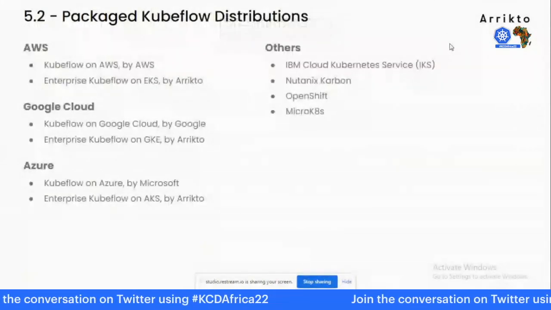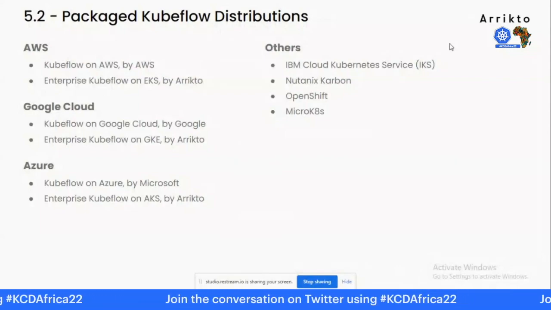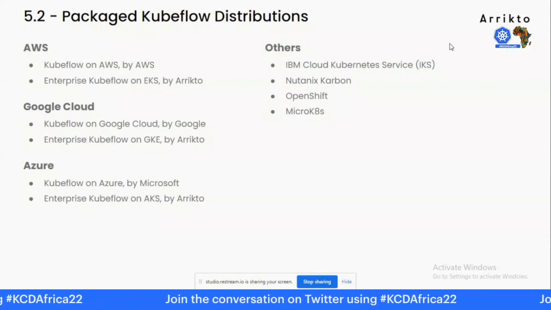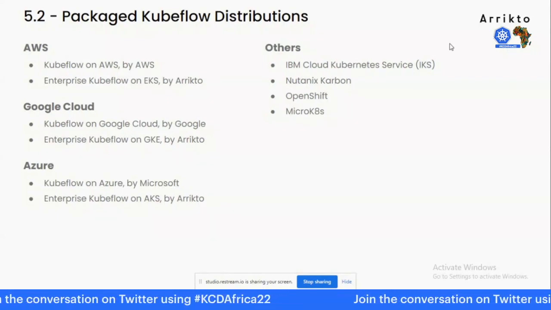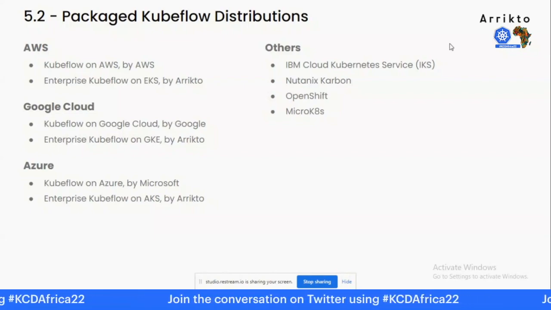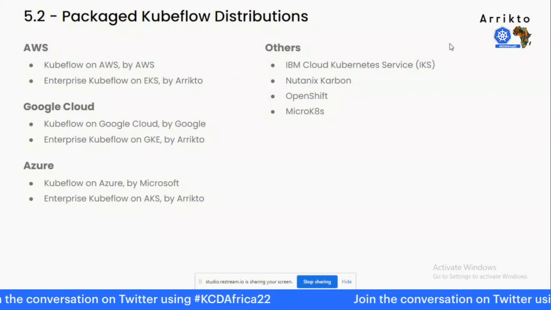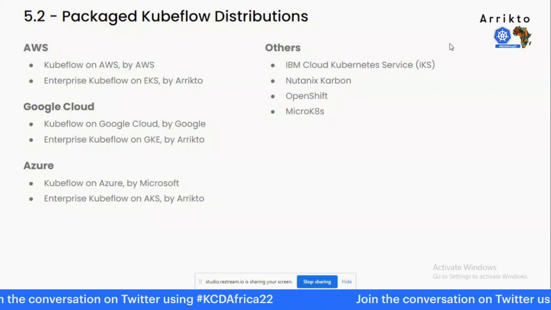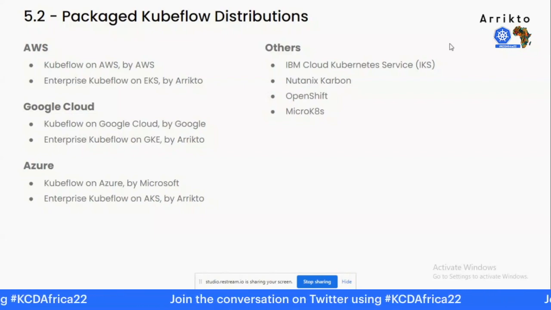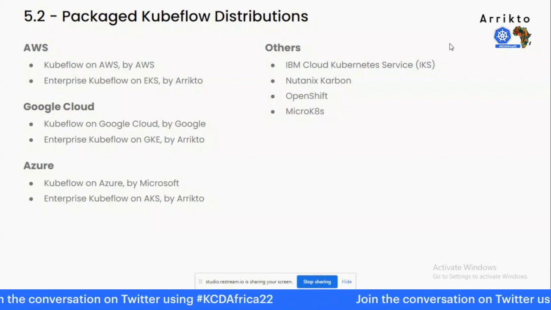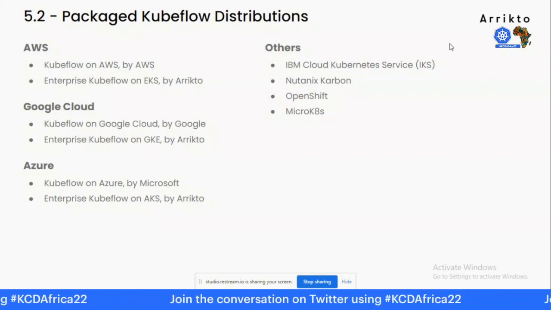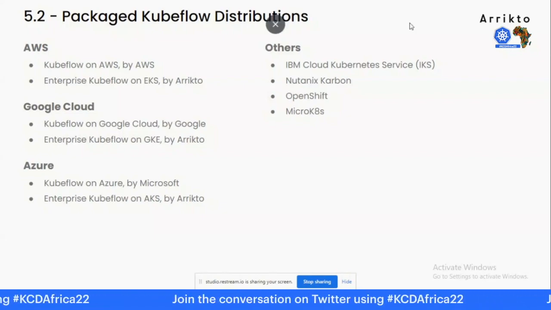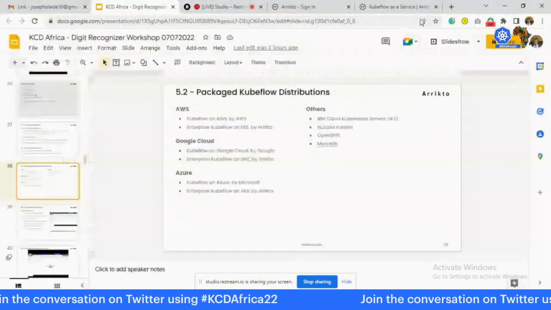Like I said, there are different Kubeflow distributions. You can install your Kubeflow cluster on AWS, on Google Cloud, Azure, or other services. Since Kubeflow leverages Kubernetes for its operation, before you can install Kubeflow, you need Kubernetes to be installed. So we have AKS, Azure Kubernetes Service, GKE, Google Kubernetes Engine, and EKS, that's for AWS.